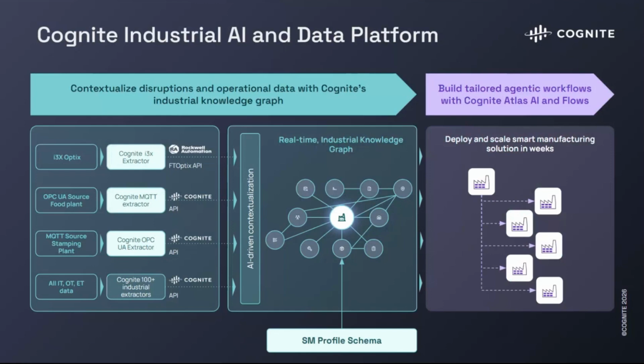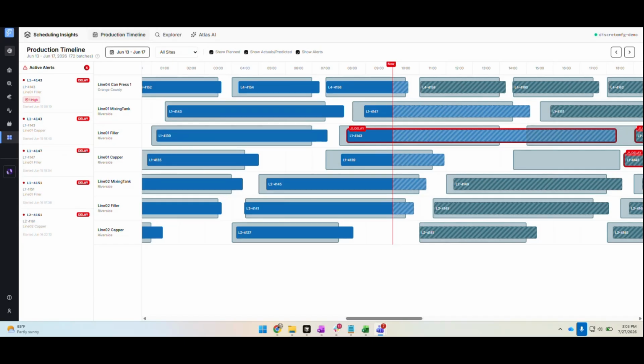Now, let's take a look at an example of how contextualized data enables production-ready agentic workflows that help industrial teams solve day-to-day problems at scale. Here in this Cognite Flows custom application, built in less than 3 days, our production scheduler can see how the planned schedule is going, contextualize it against the actual status of the site, and get insights into potential delays.